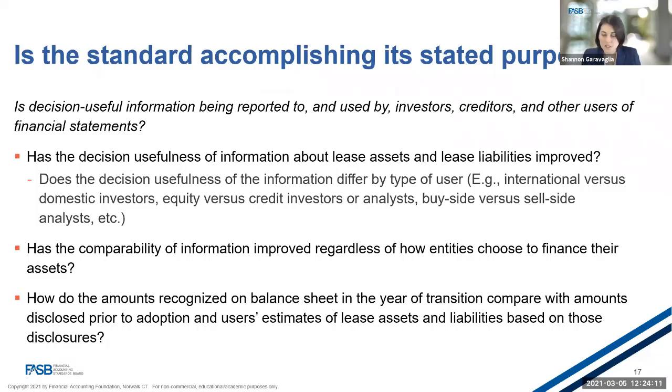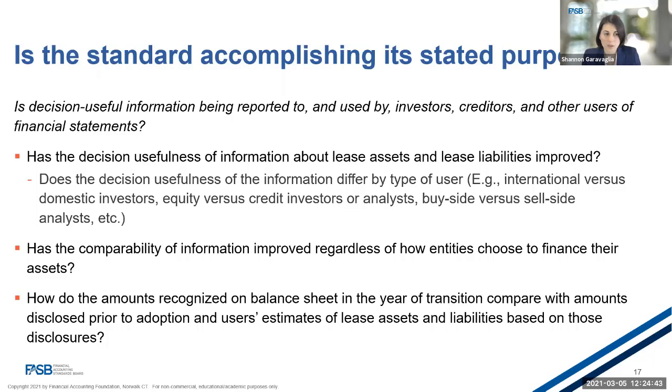So when we think about this standard in particular, we're curious to know, has the decision usefulness of information about lease assets and lease liabilities improved? So that was obviously one of the stated purposes of the standard, and we'd like to know if it's being met. Not only this, we're interested in whether or not the decision usefulness of the information differs by the type of user. So broadly, does it differ, but then also has it improved or changed by type of user, such as equity versus credit investors or analysts, or buy side versus sell side analysts, different cuts that you can imagine here.